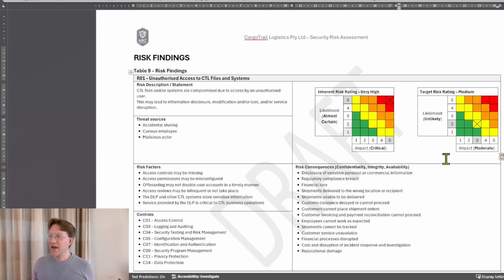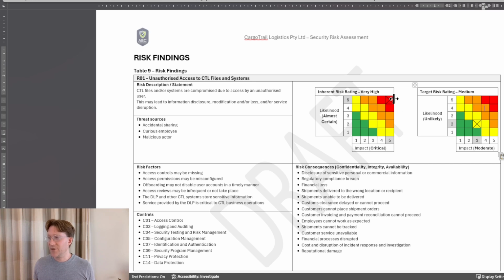This risk demonstrates how you will often have a high risk, a very high risk in this case, that ends up being more down towards a medium once the controls are in place. It could be possible based on the circumstances that a very high risk only ends up coming down to a high risk once the controls are there.